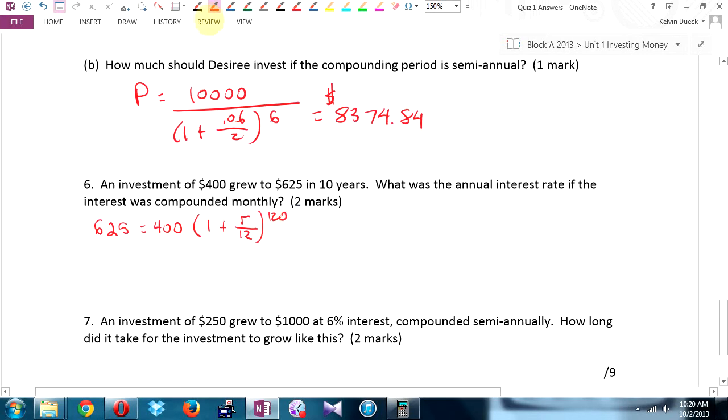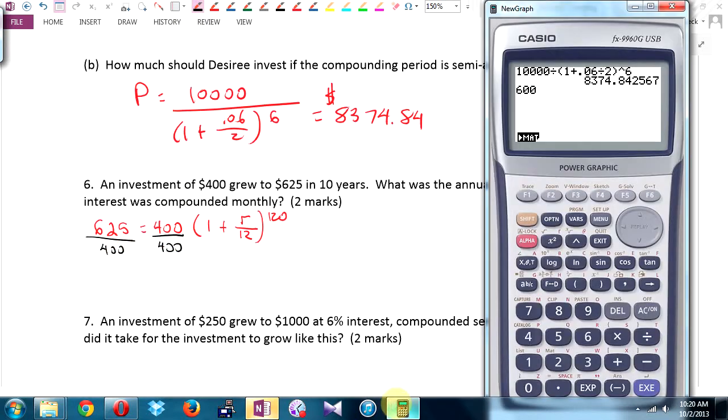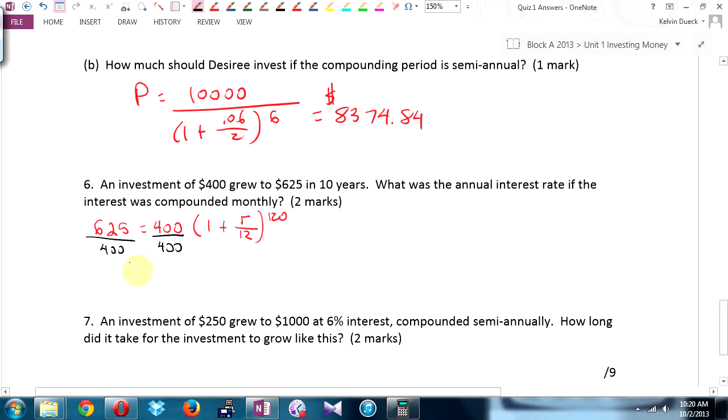The next thing I'm going to do is divide by 400, divide by 400. When I do that, I'm going to get 1.5. 1.5 equals 1 plus r over 12 to the 120. The problem is that 120.